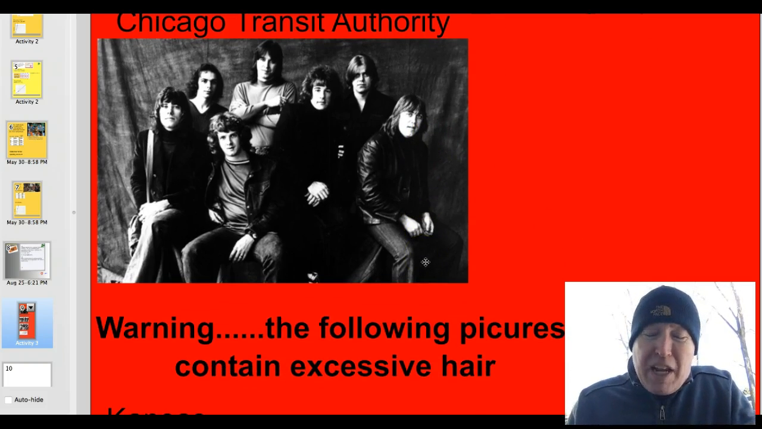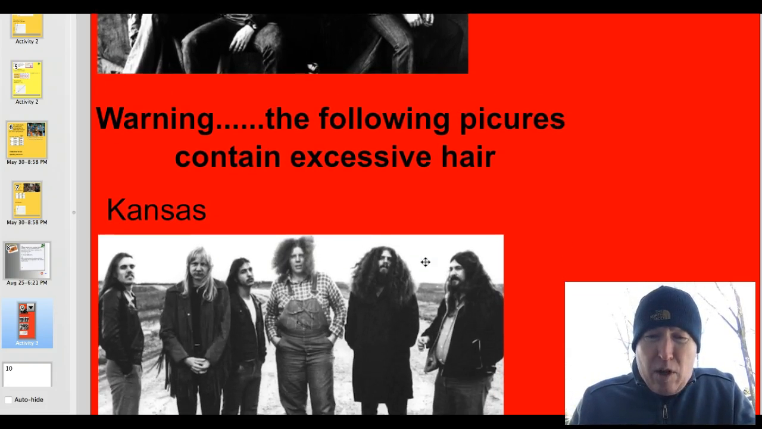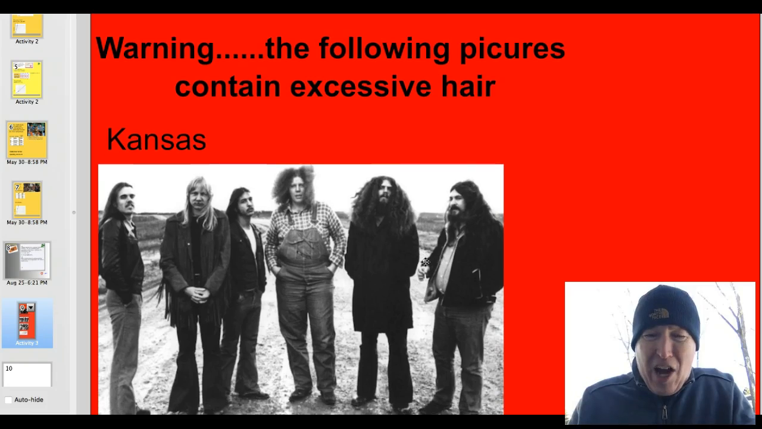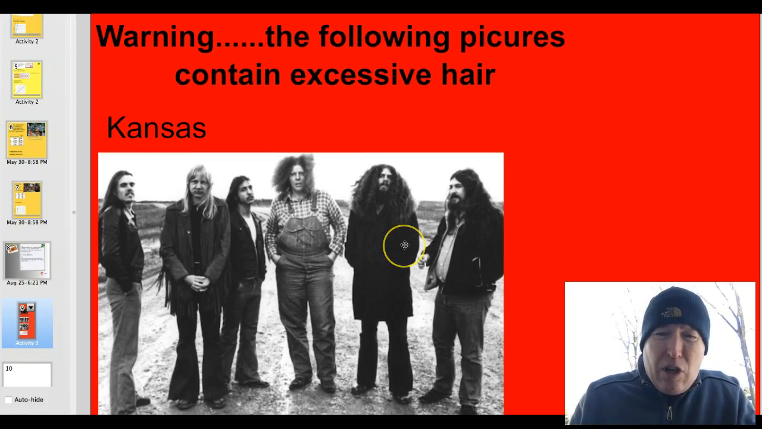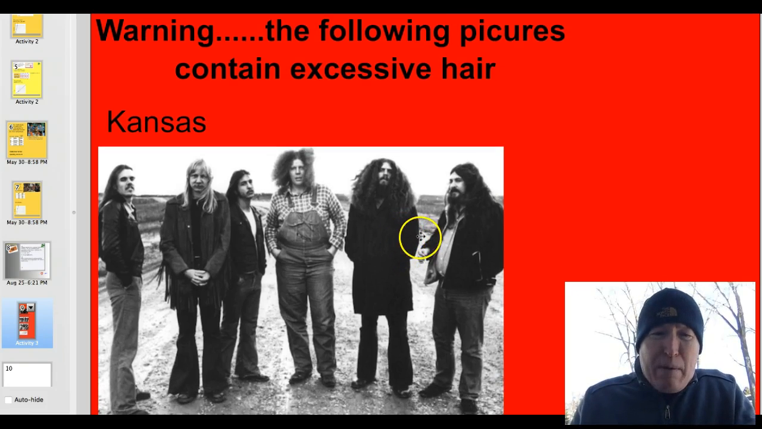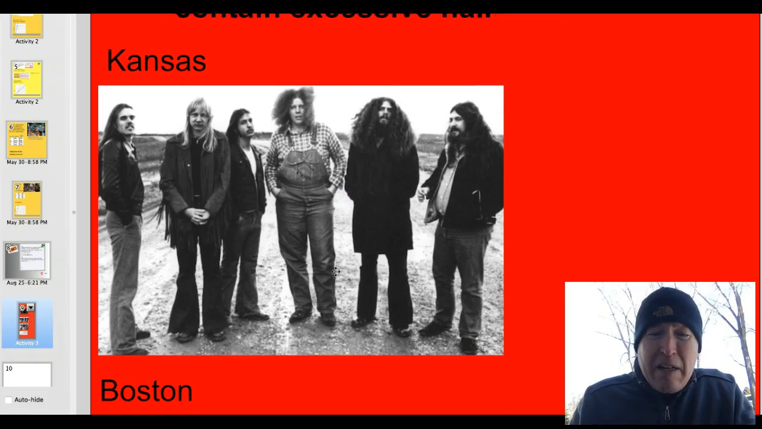The next one, warning. The following pictures contain excessive hair. Please consult a parent and get a written note by them or your doctor before looking at them. Kansas. Kansas was also a band. Check out the hair. They sang a song called Carry On, Wayward Son, pretty popular. Apparently they spent more time singing and possibly choosing bib overalls than they did cutting their hair. That is a lot of hair.